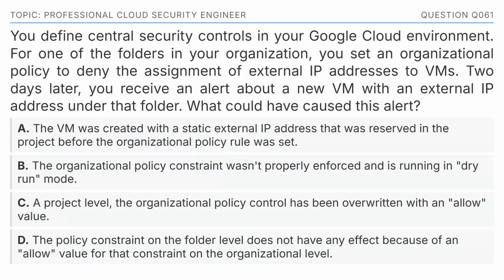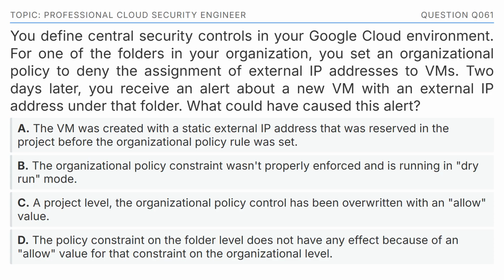You define central security controls in your Google Cloud environment. For one of the folders in your organization, you set an organizational policy to deny the assignment of external IP addresses to VMs. 2 days later, you receive an alert about a new VM with an external IP address under that folder. What could have caused this alert?